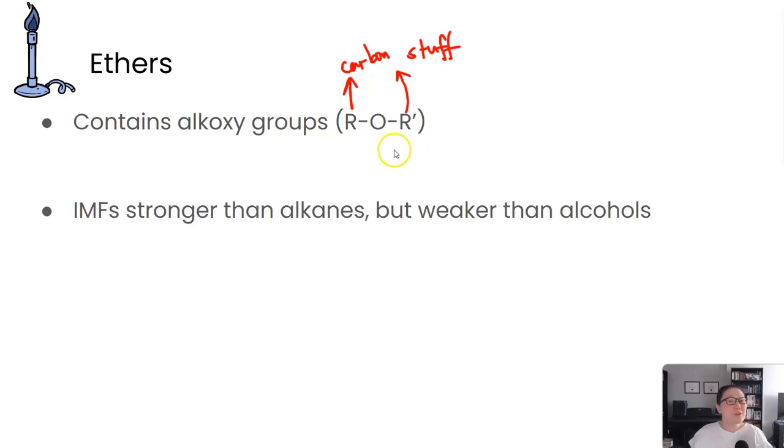Now, because we've lost that hydrogen, the intermolecular forces are still going to be stronger than alkanes because you have a much more polar bond between a carbon and an oxygen than you would with a carbon and a hydrogen, but the intermolecular forces of ethers are going to be weaker than alcohols.